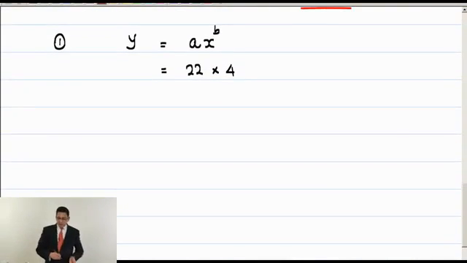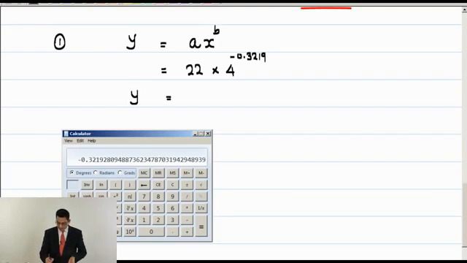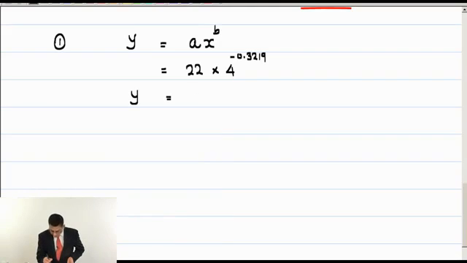So this is the understanding you need to remember. Let's go back in there. 4 is the cumulative output, raised to the power minus 0.3219, which is the value of B. So y equals, now let's pick up the calculator again, 4 raised to the power minus 0.3219, and then times 22, I get 14.0805 minutes.